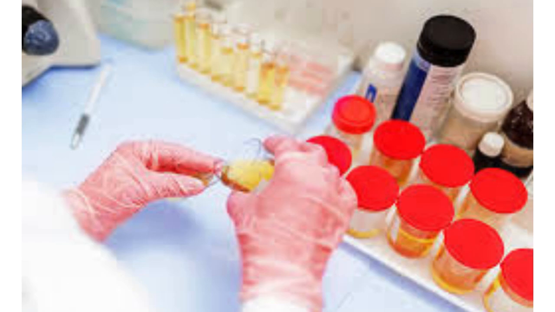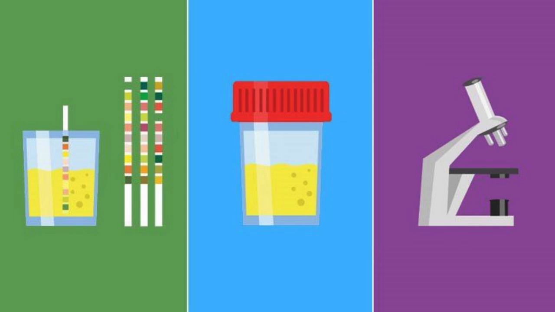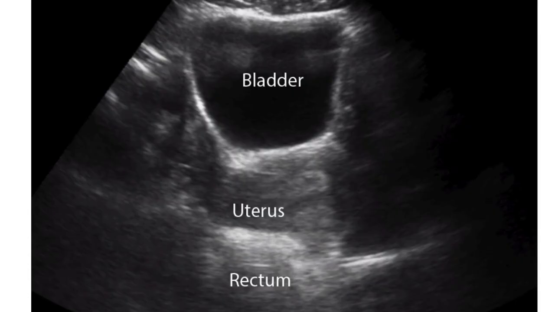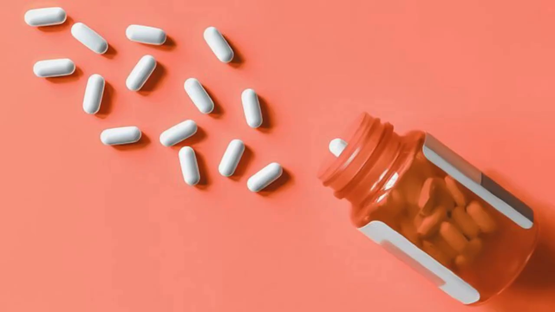Diagnostic and treatment procedures. Cystoscopy, a procedure where a cystoscope is inserted through the urethra to visualize the bladder interior. Urinalysis, laboratory testing of urine to detect abnormalities such as infections, blood, or protein. Imaging, techniques such as ultrasound, CT scans, and MRI can be used to visualize the bladder and surrounding structures.